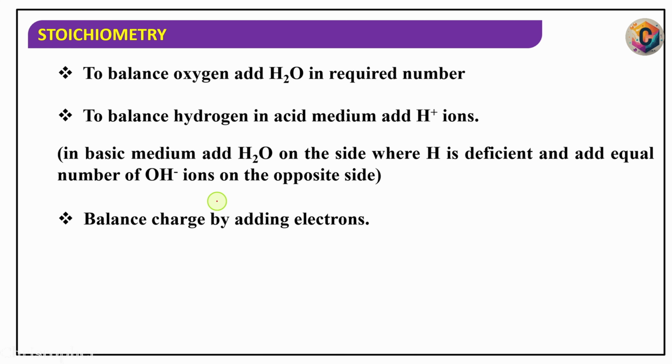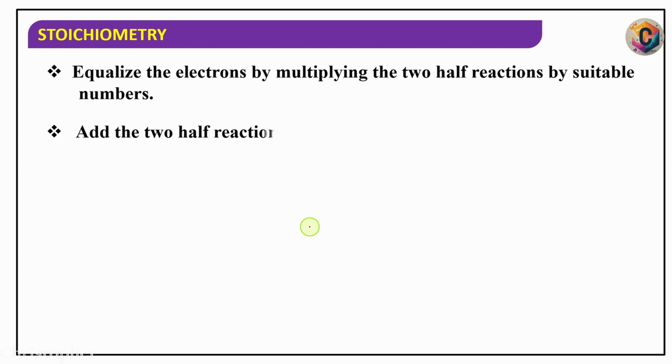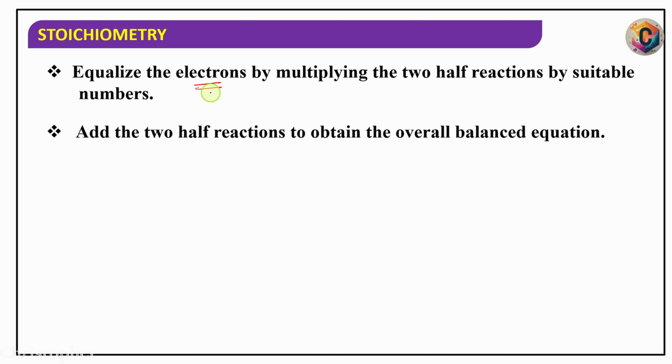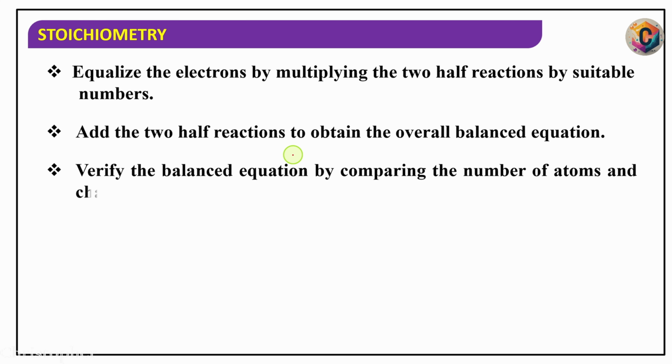Then we balance the charge by adding electrons. Then you need to equalize the number of electrons, so the number of electrons lost should be equal to the number of electrons gained. If not, you choose certain integers to multiply the half reactions by, to make the number of electrons lost equal to the number of electrons gained. Then the last step is to add those half reactions to obtain the overall balanced equation. Then you can simply verify whether the equation is balanced or not.